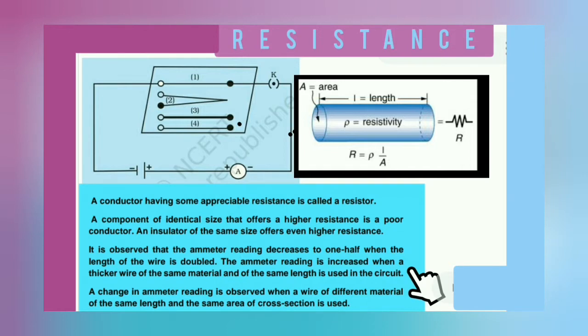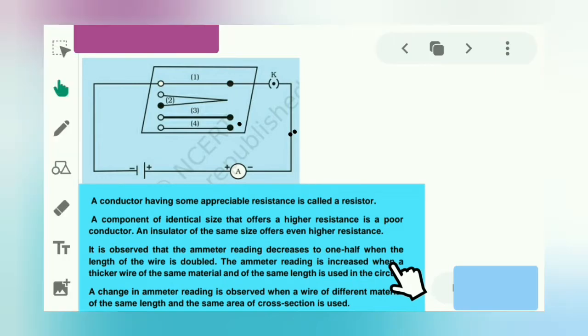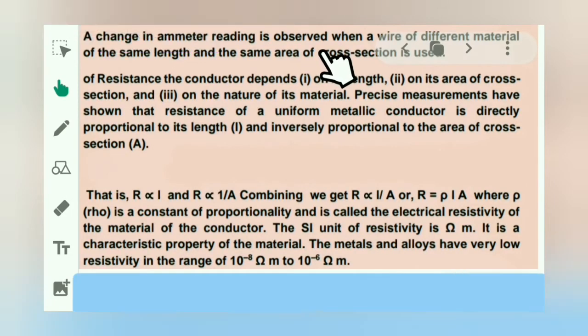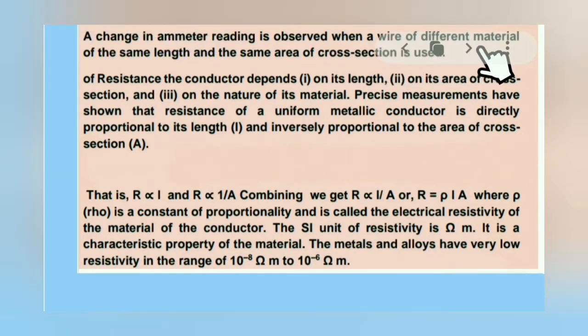in the circuit. A change in ammeter reading is observed when a wire of different material, of the same length and the same area of cross section, is used.